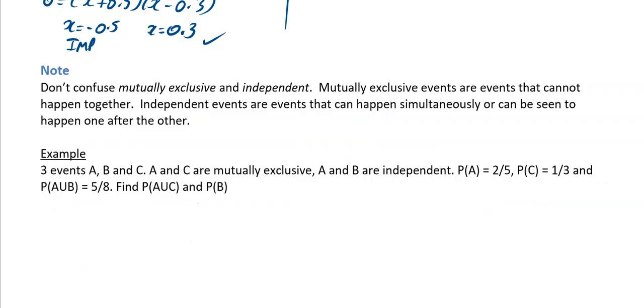We note here, it says, don't confuse mutually exclusive events and independent events. Mutually exclusive events are events that cannot happen together. Independent events are events that can happen simultaneously or can be seen to happen one after the other. So how I'm going to remember this: you've got your mutually exclusive events, they are A or B. For mutually exclusive events, it is just equal to probability of A plus the probability of B. And what I call this is the OR rule.